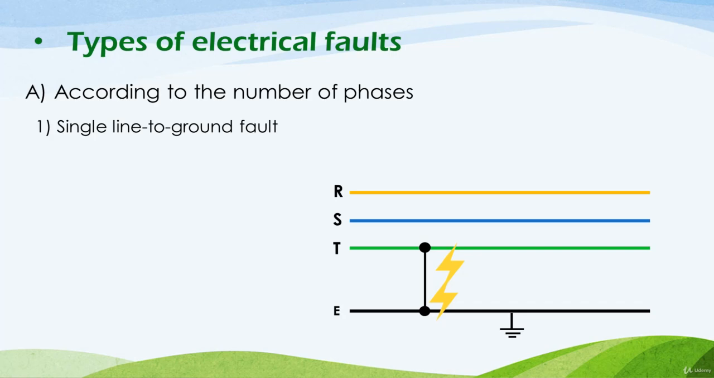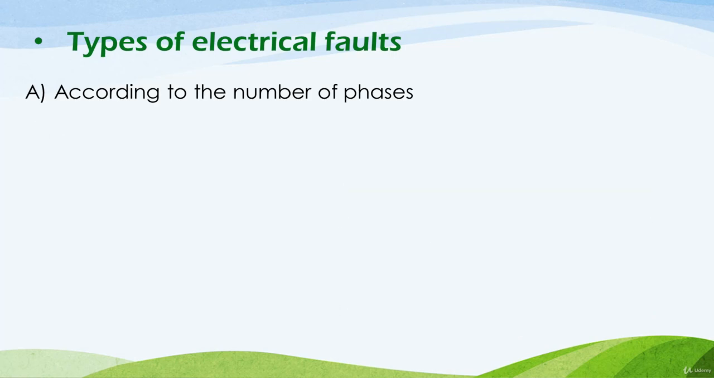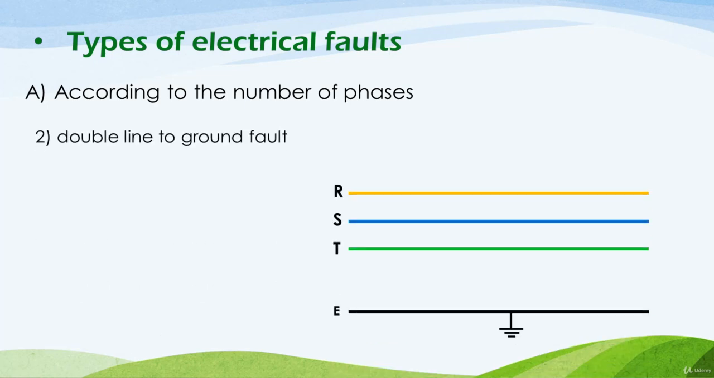Also, the second type that we have according to the number of phases is the double line to ground fault, as in that case there are two phases that are connected by fault to the ground, so they are connected to each other and then to the ground. Here those two phases S and T, while the third phase R is healthy as it has no fault. So that's about the second type.